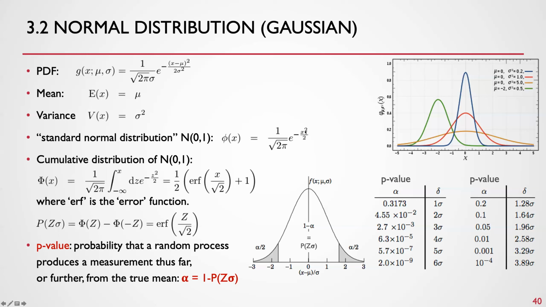e to the minus x squared over 2. It has a cumulative distribution, which is the integral of e to the minus x squared, which gives a so-called error function. It's called error function because if you try to integrate it, you end up in error. It cannot be done analytically in the sense that we cannot express the error function with other functions.